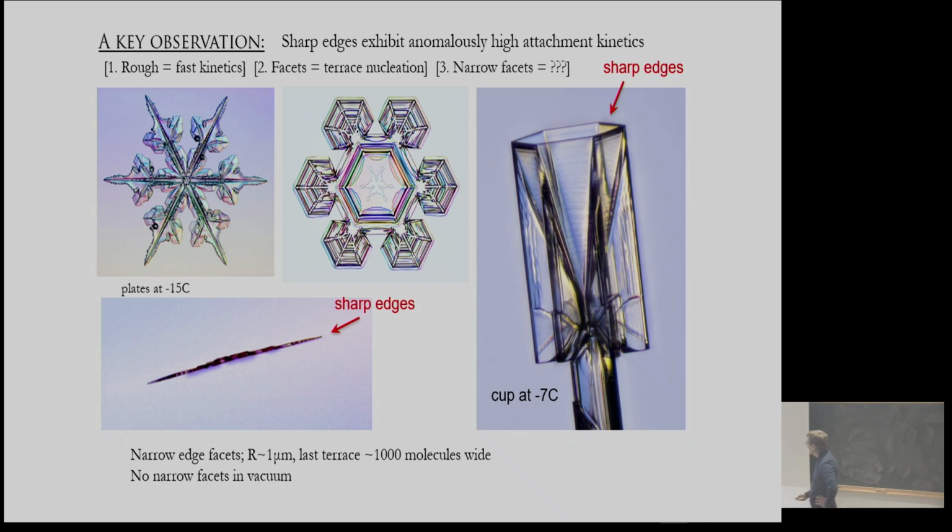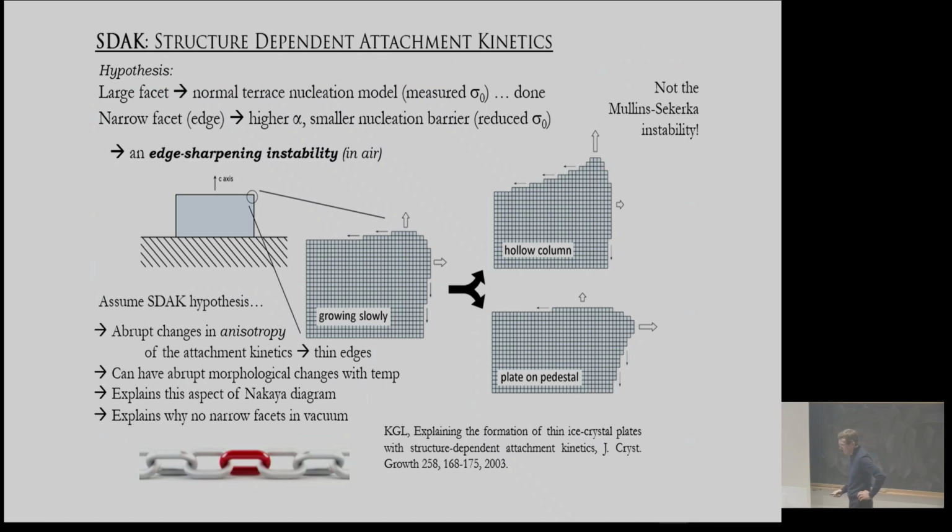And you never see those narrow facets in these low pressure growth ever. So something funny's going on when you see these things. And so I sort of decided that maybe we got rough surfaces that have fast kinetics, and faceted surfaces are terrace nucleation, but maybe narrow facets are just different. Why would they be different? Well, let's not worry about that. Let's just say they are.